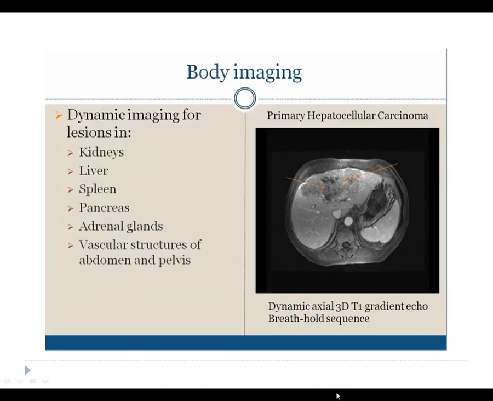Dynamic contrast enhancement can be helpful for imaging vascular organs such as the kidneys, liver, spleen, pancreas, adrenal glands, and vascular structures of the abdomen and pelvis. Both early and delayed images may be useful, depending on the suspected pathological condition. The use of a contrast agent may also aid in the differentiation of a benign versus malignant lesion.